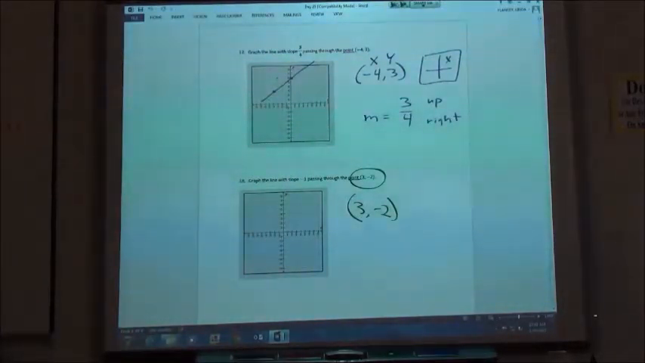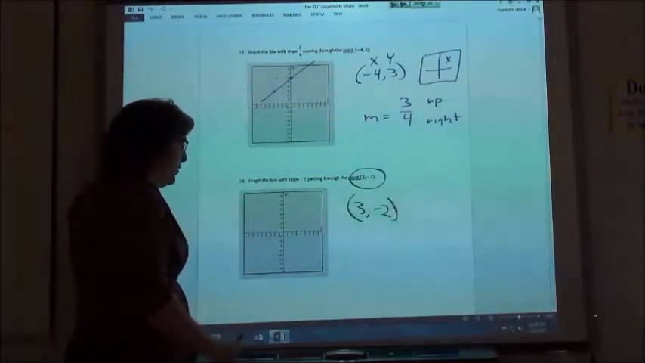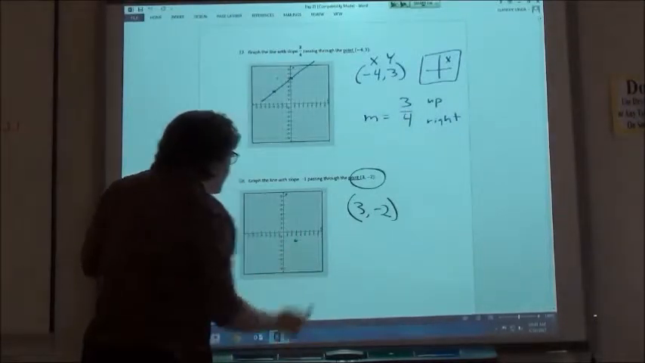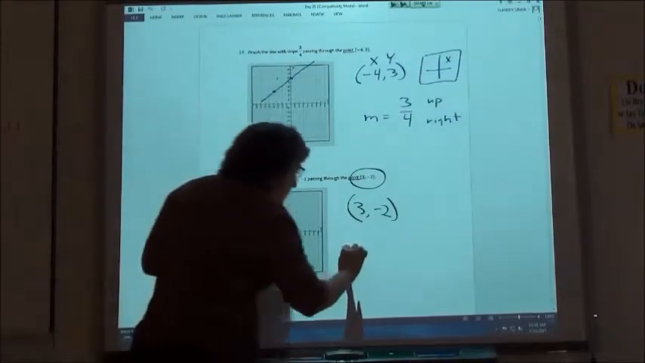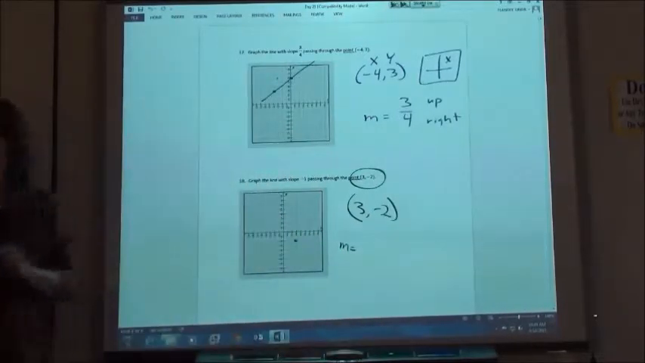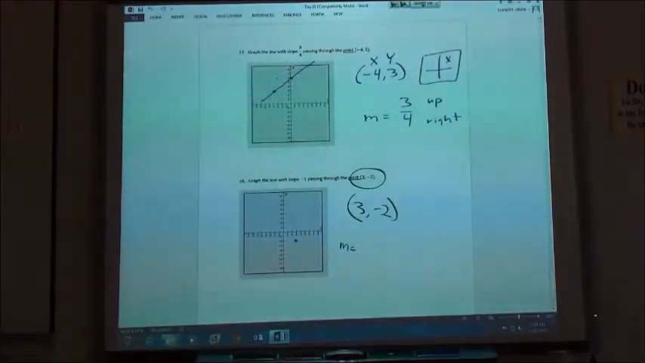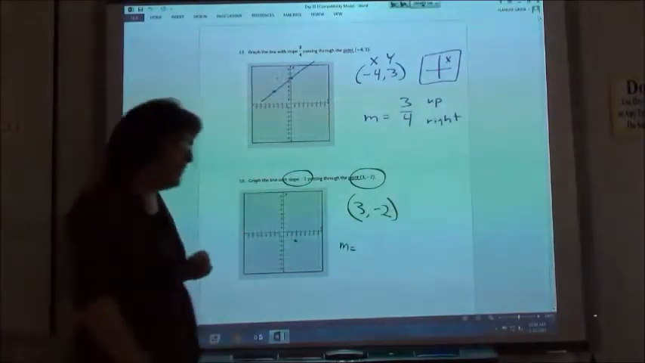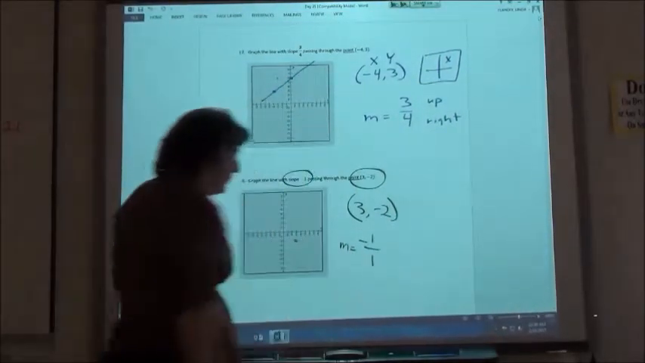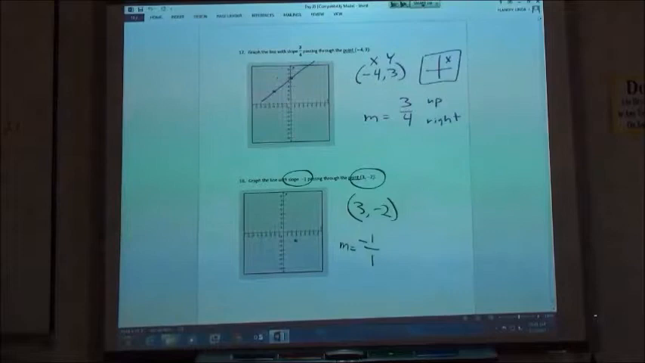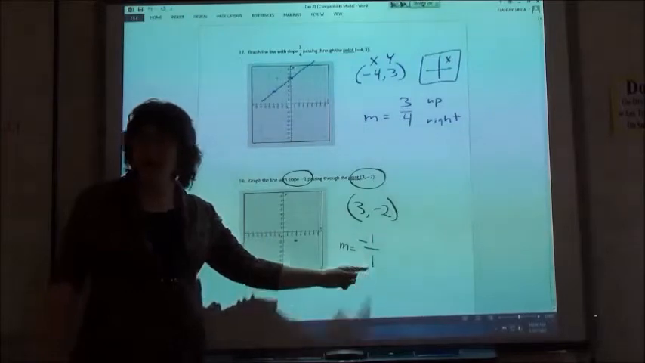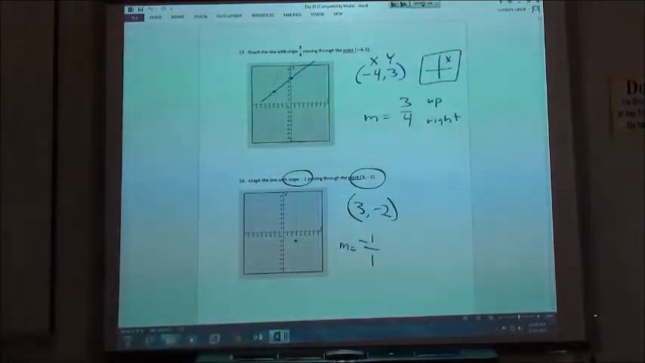So where's the point 3, -2? Okay, we're going to go to the right 3, down 2. Exactly. Now, here again, my slope is -1, but I want to write it as a fraction. So how do I write that as a fraction? My slope is -1 over 1. Right? My slope is -1, and then to make it a fraction, I just put it over a 1, right? -1 divided by 1 is still -1.